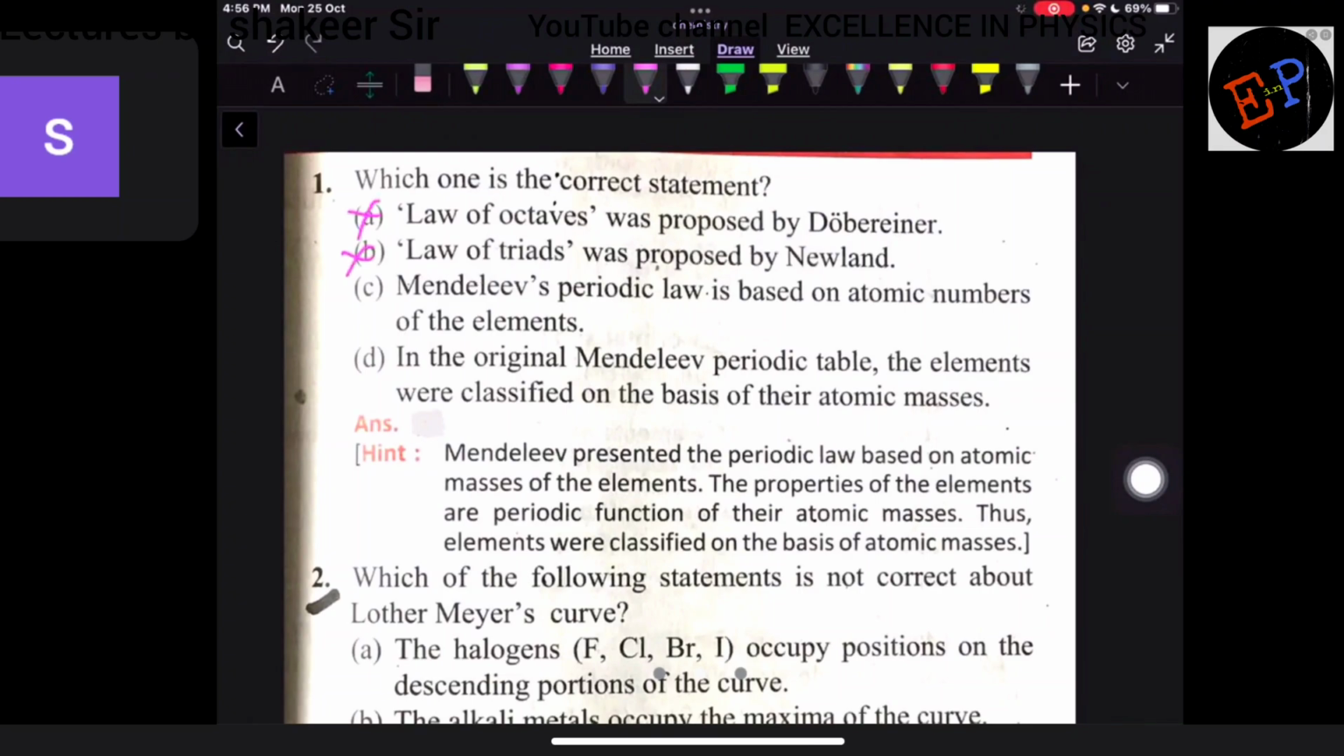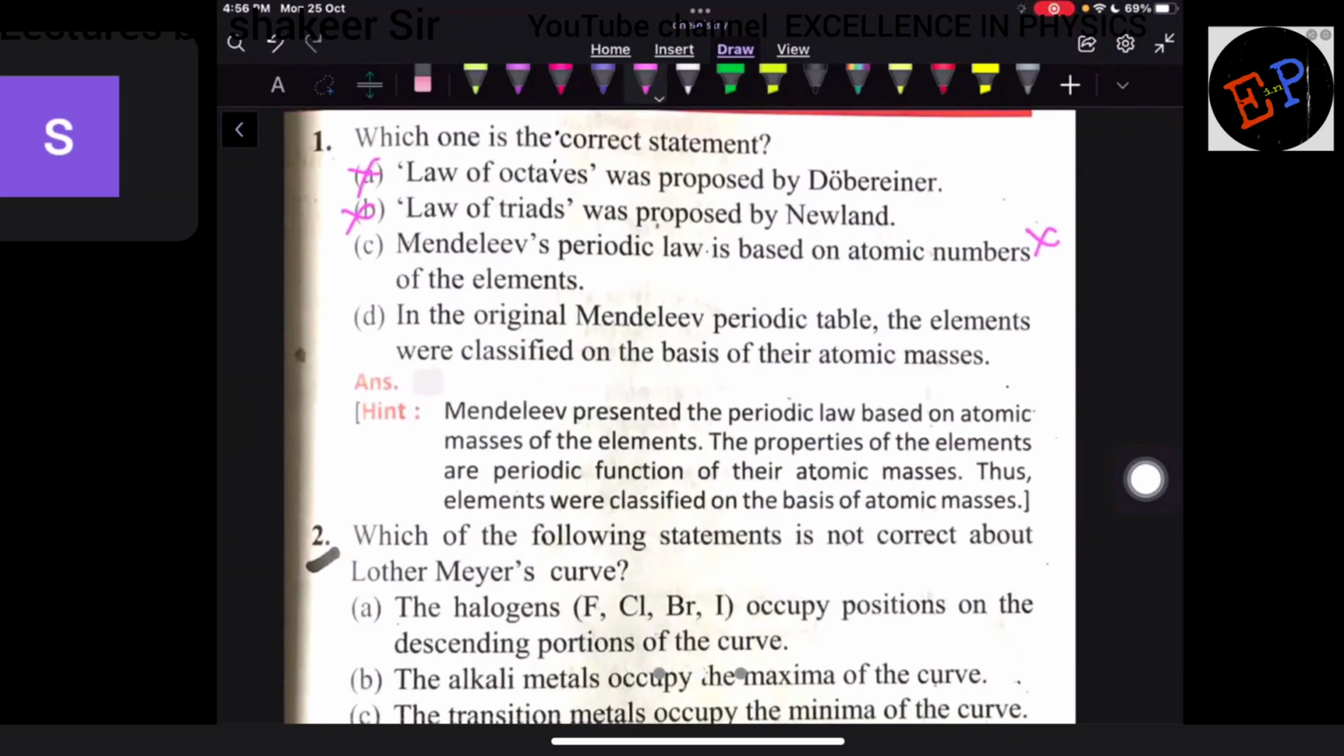Mendeleev's periodic table is based on atomic numbers. Atomic numbers is wrong. Mendeleev's periodic table is based upon atomic masses. Clear? So in the original Mendeleev periodic table, elements were classified based on their atomic masses. This statement is correct. Are you able to understand now? So therefore the answer is option D here.